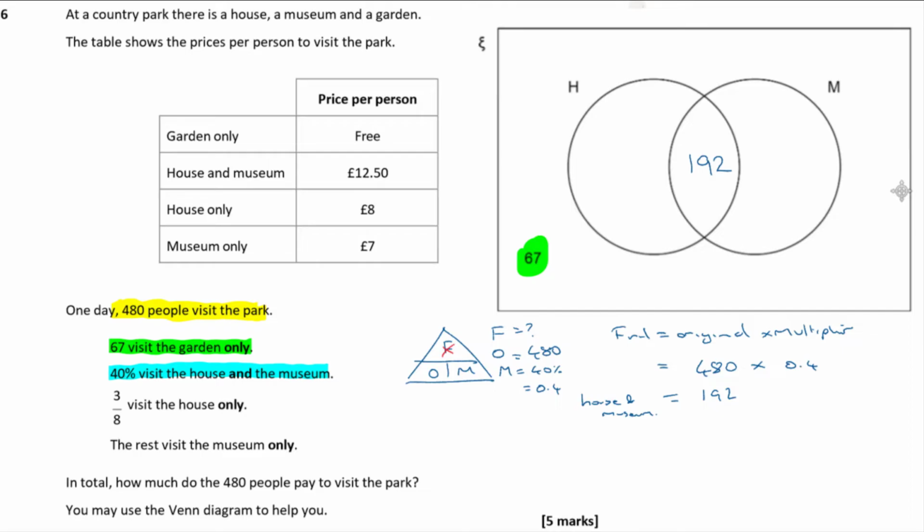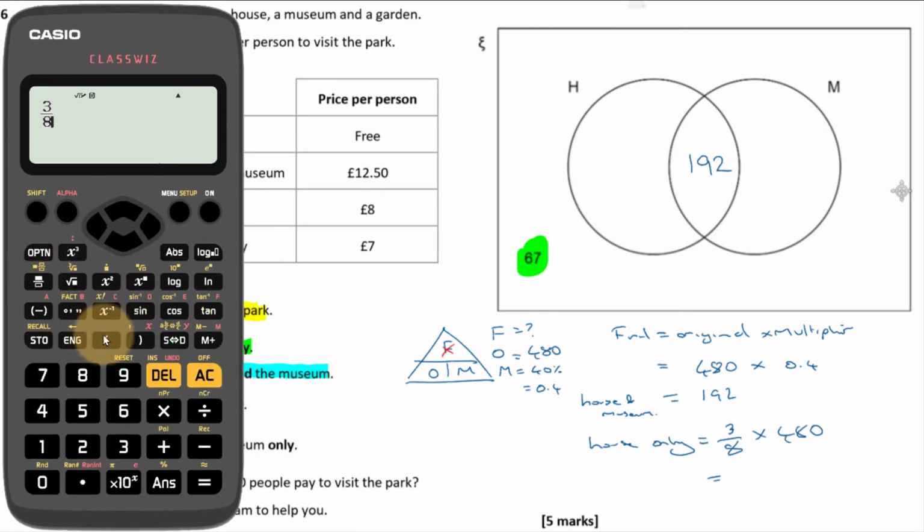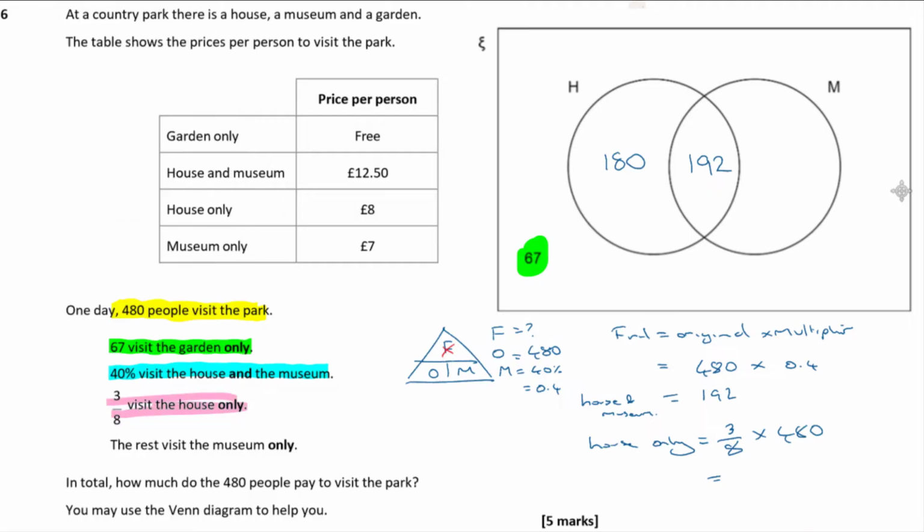Okay? And then we've got 3/8 visit the house only. What's 3/8 of the total then? So house only, that's going to be 3/8 of 480 then, isn't it? What's that? 3/8 of 480, that's 180, so that's house only, 180. Okay, so we dealt with that one.